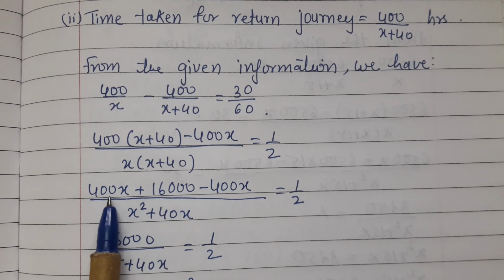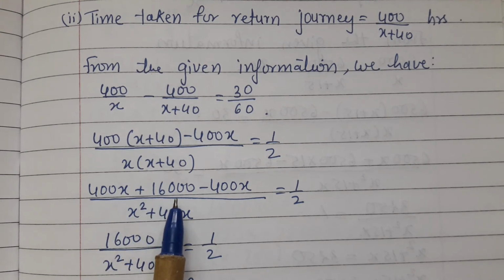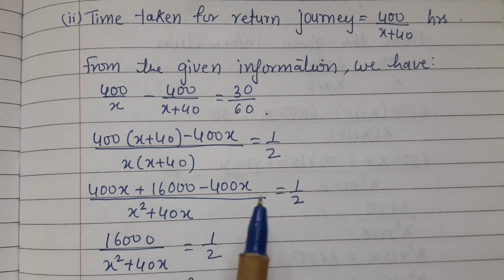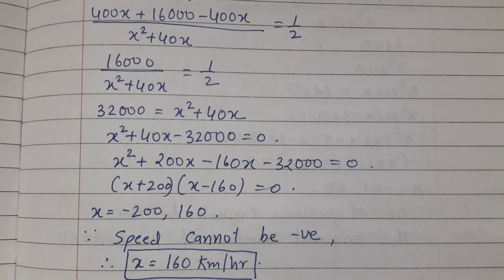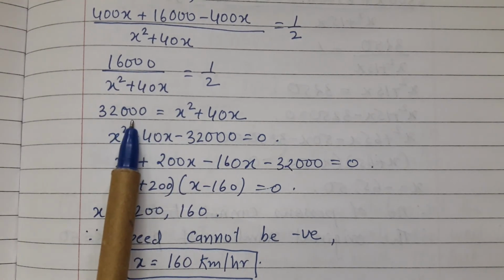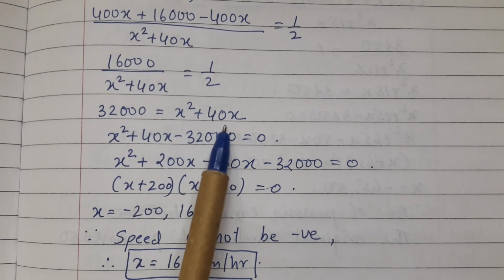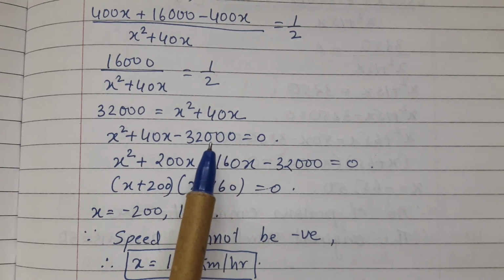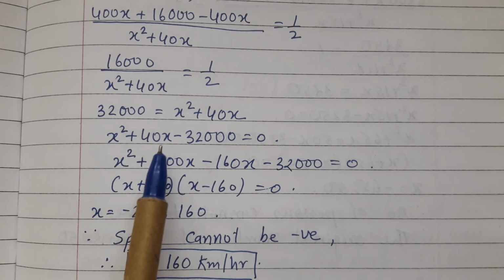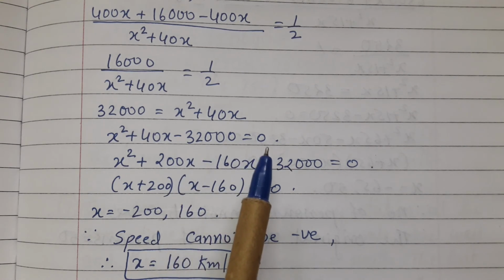Open the bracket. 400x plus 16,000 minus 400x upon x square plus 40x equals half. 400x plus and minus cancel each other. 16,000 upon x square plus 40x equals half. Cross multiply. 32,000 equals x square plus 40x. 32,000 taken to the right, minus 32,000. x square plus 40x minus 32,000 equals 0.